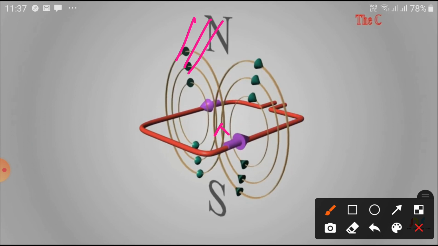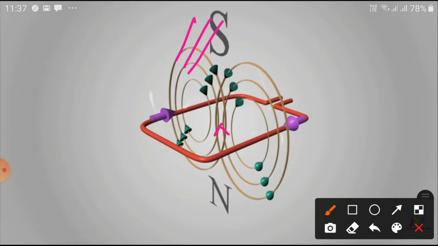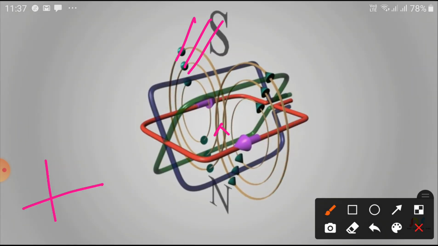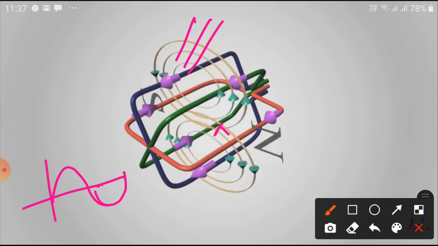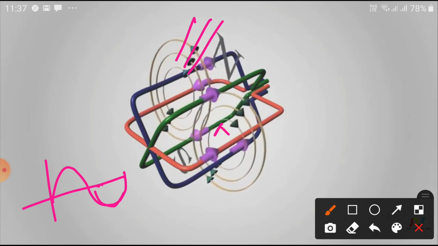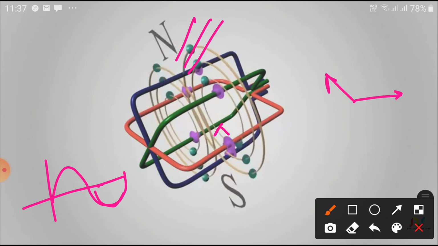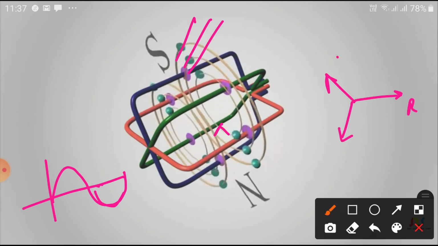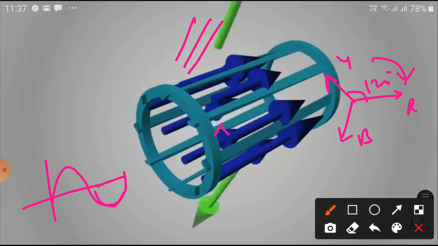When current passes through this conductor in AC condition, there is a movement of the positive wave in one direction and the negative wave in the other direction. Then the current changes, and the flux also changes. Now with three conductors, R phase, Y phase and B phase, placed 120 degrees apart, when the supply is given, a rotating magnetic field is developed.